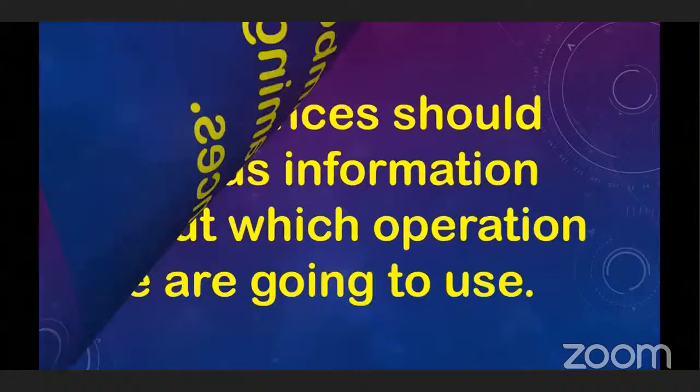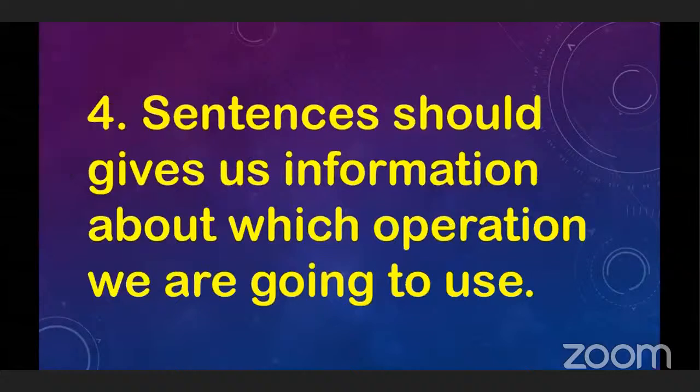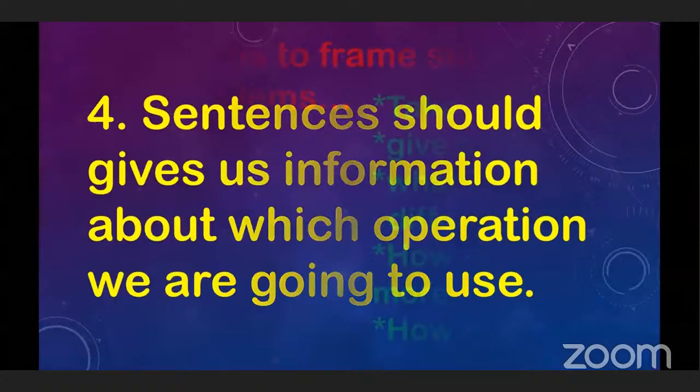Let's proceed to the fourth one. The sentences should give us information about which operation we are going to use. Means we should frame sentences so that from that sentence we easily get information about which kind of operation we are going to deal with, whether it is addition, subtraction, multiplication, or division. This will be the fourth. I will repeat once again: sentences should give us information about which operation we are going to use. Let's proceed to the next.